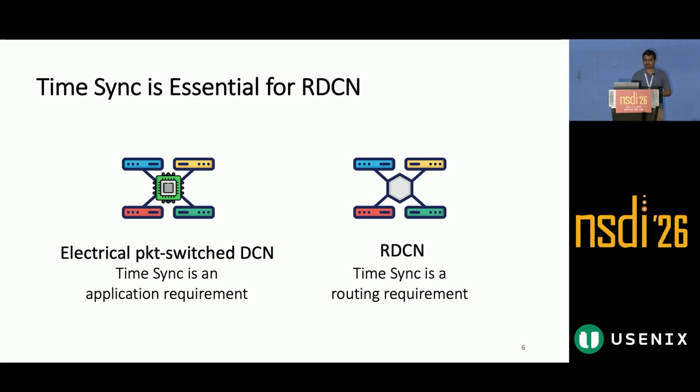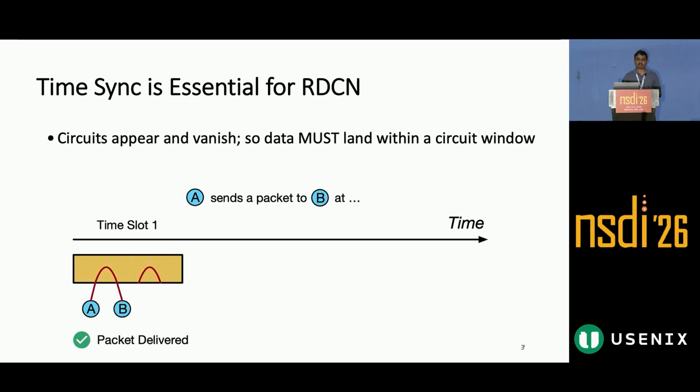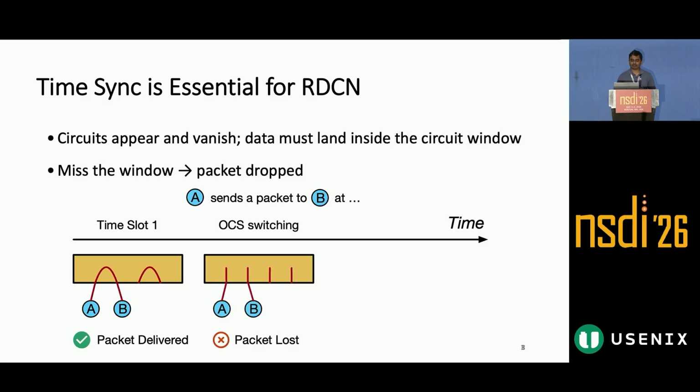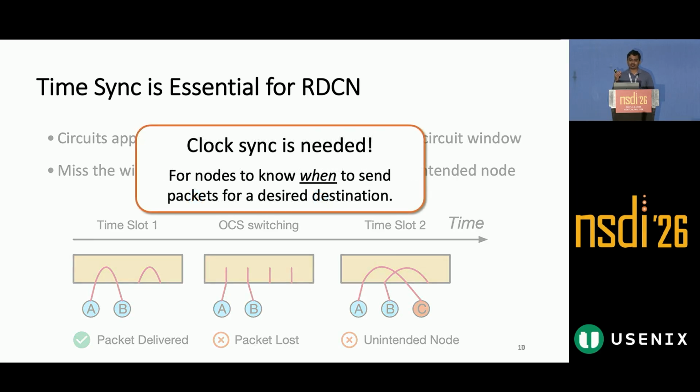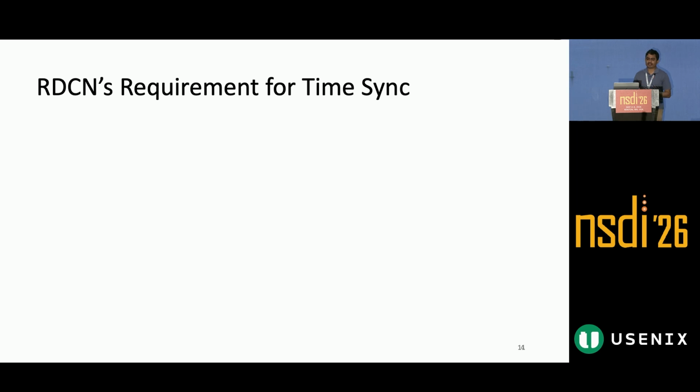Let's see how. Because circuits appear and vanish in reconfigurable data center networks, we need to make sure that the data must land within the circuit window. If we miss the window, the packet can get dropped, or it could be delivered to an unintended node. So basically, in reconfigurable data center networks, clock sync is needed for nodes to know when to send packets for a desired destination. So what exactly are the reconfigurable network's requirements for time sync?